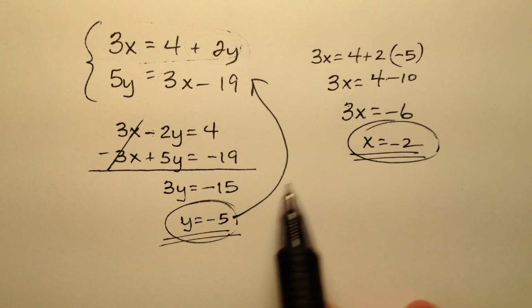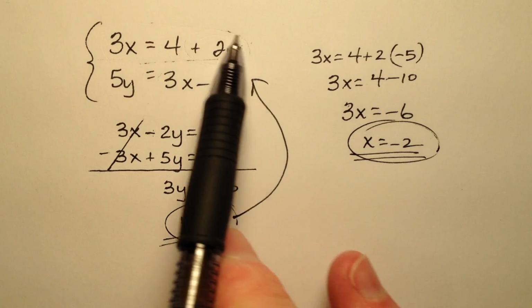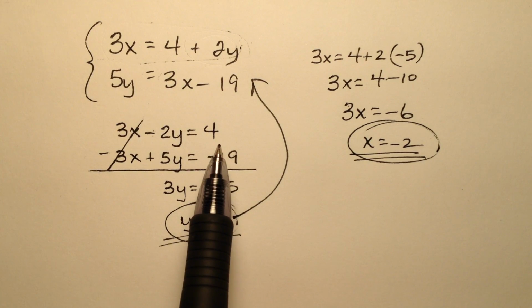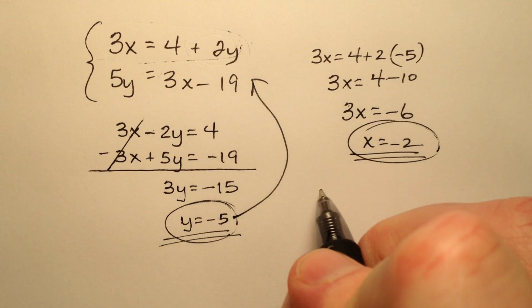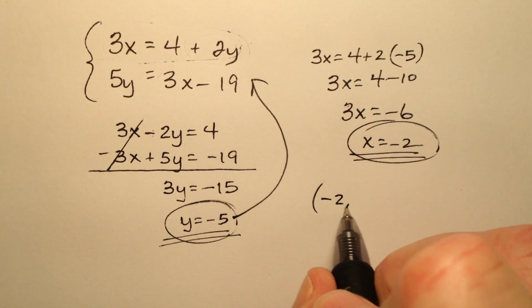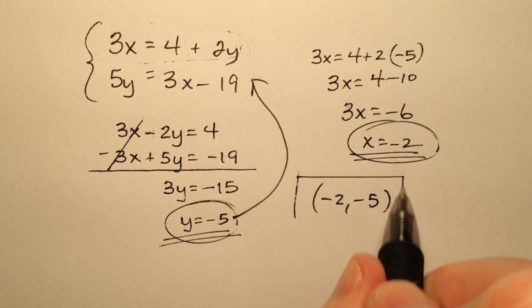So I have now effectively solved this linear system using elimination. And the solution then is the ordered pair, negative 2, negative 5.